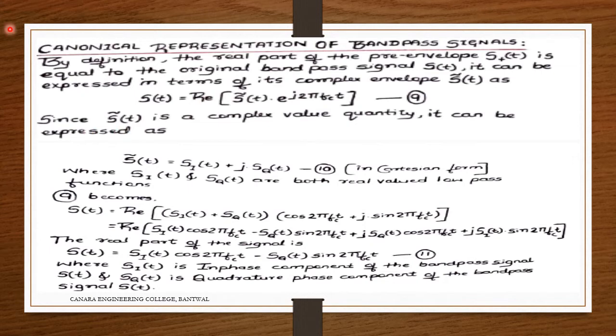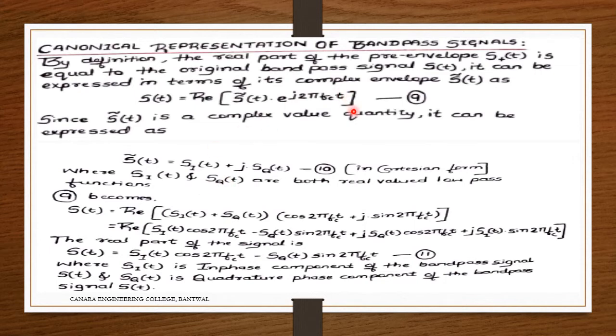Since S cap of t is a complex valued quantity, it can be expressed as S cap of t equals Si of t plus j times Sq of t. This is nothing but the Cartesian form. This Cartesian form consists of two parts: one is the in-phase component, another is the quadrature-phase component, and both are real valued low pass functions.